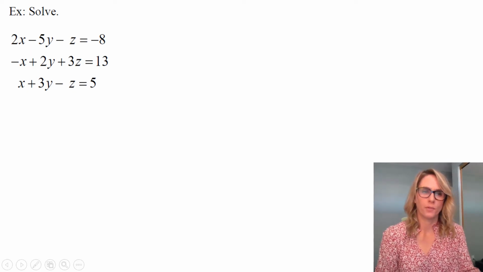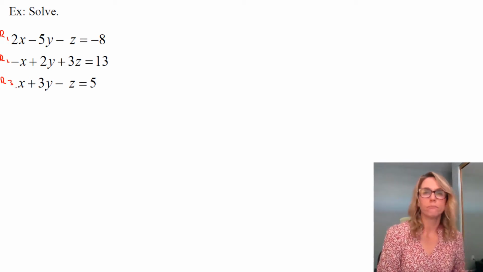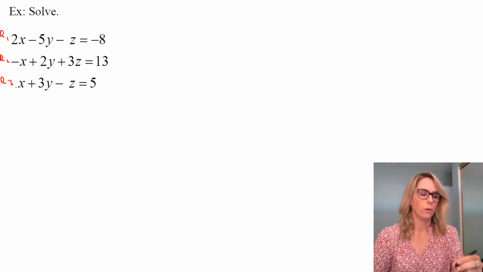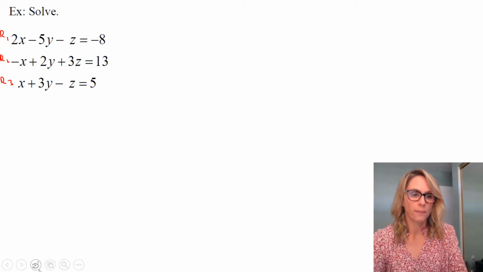So we have some more examples here of solving our systems of equations. 3 variables, 3 equations. So row 1, row 2, row 3. And we're still trying to get ourselves into triangular form. So you might want to think about what would be the best first step.